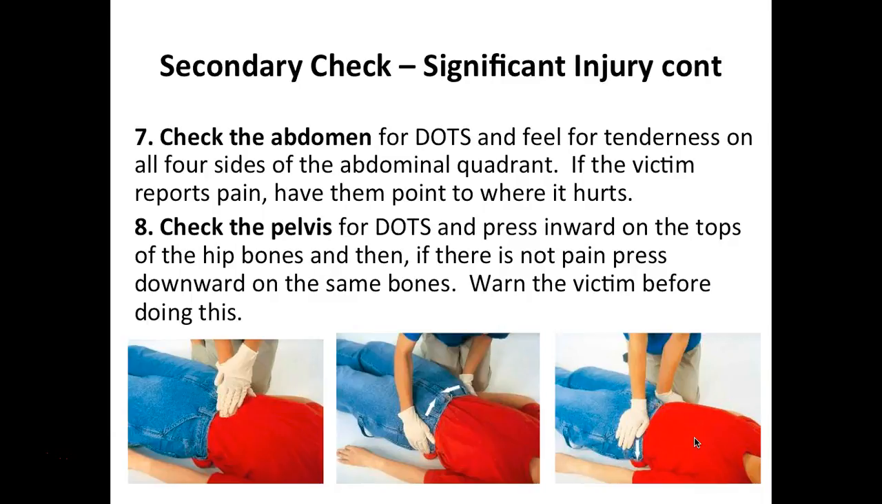You're also going to check the abdomen for the same thing: deformity, open wounds, tenderness, and swelling. Feel for tenderness on all 4 sides of the abdominal quadrant. Basically you're going to split the abdomen into 4 quadrants: 1, 2, 3, and 4. If the victim reports any pain, have them point to where it hurts.